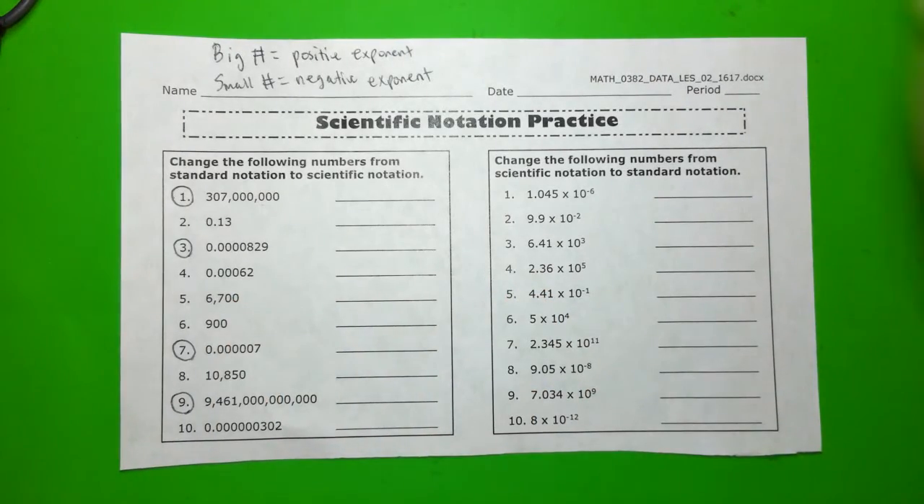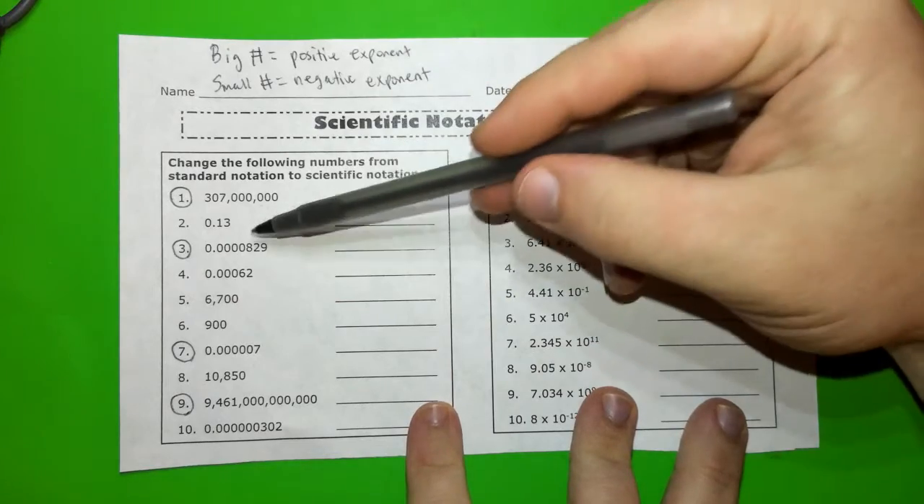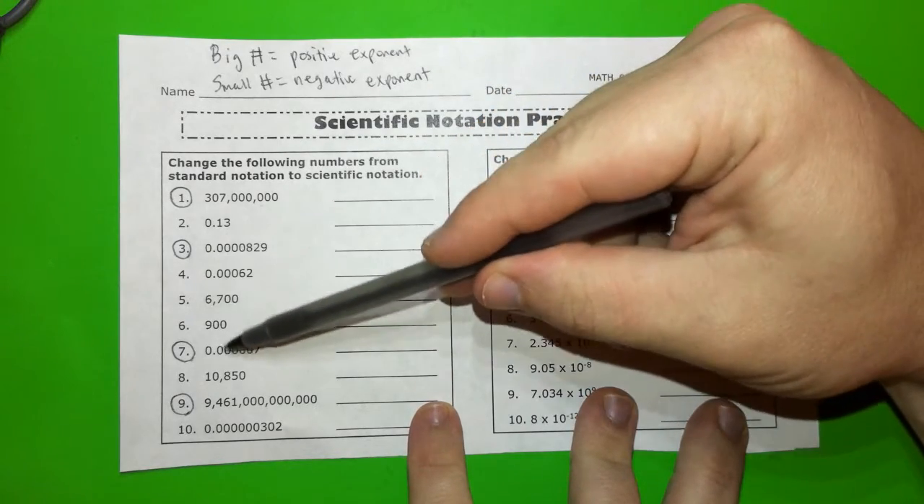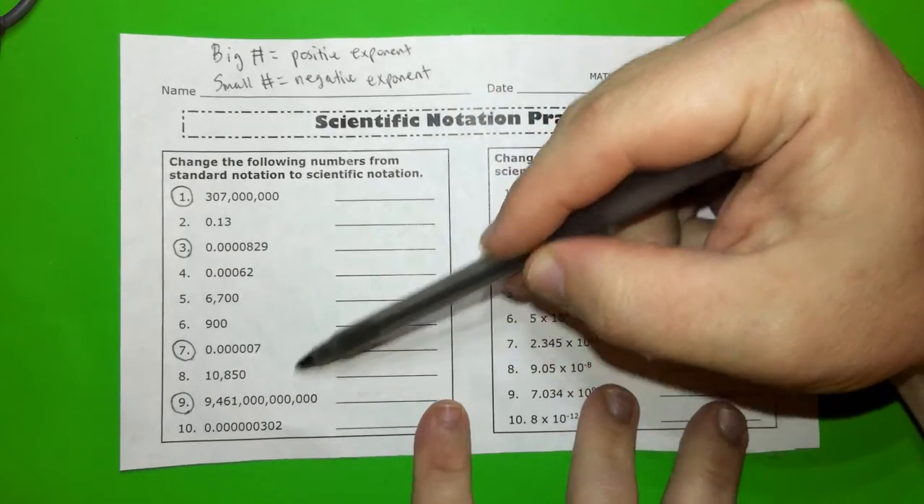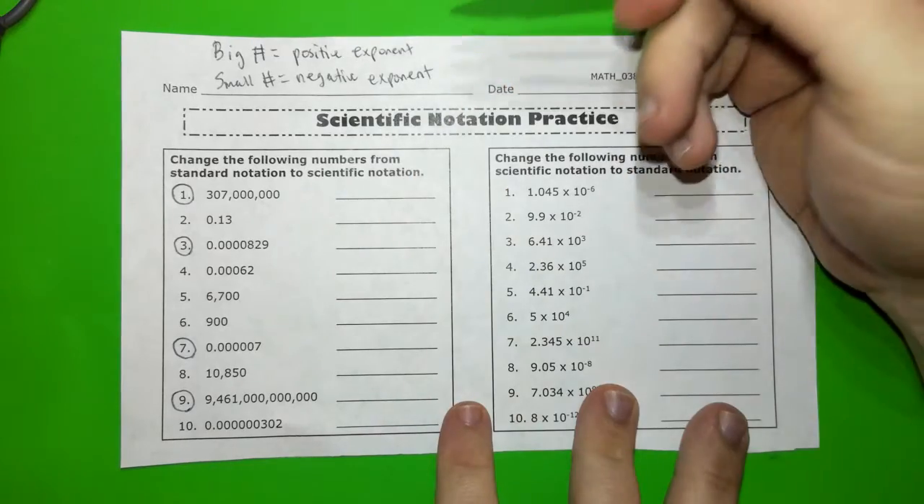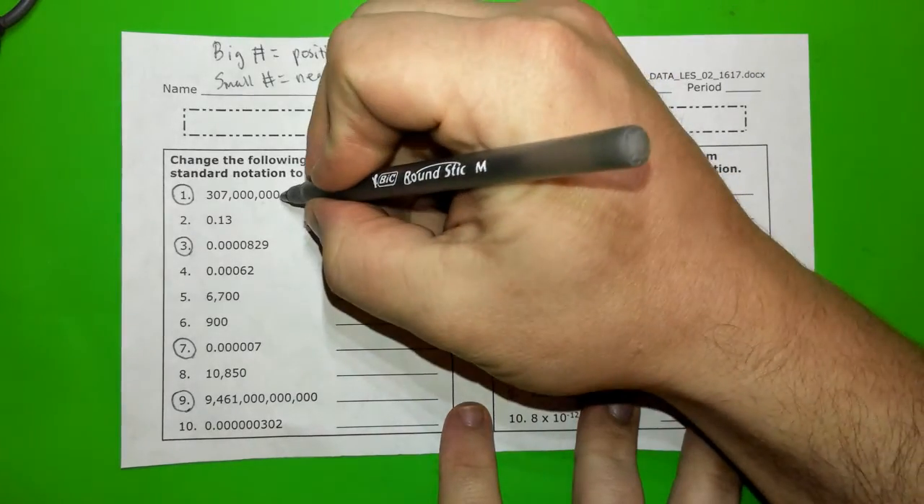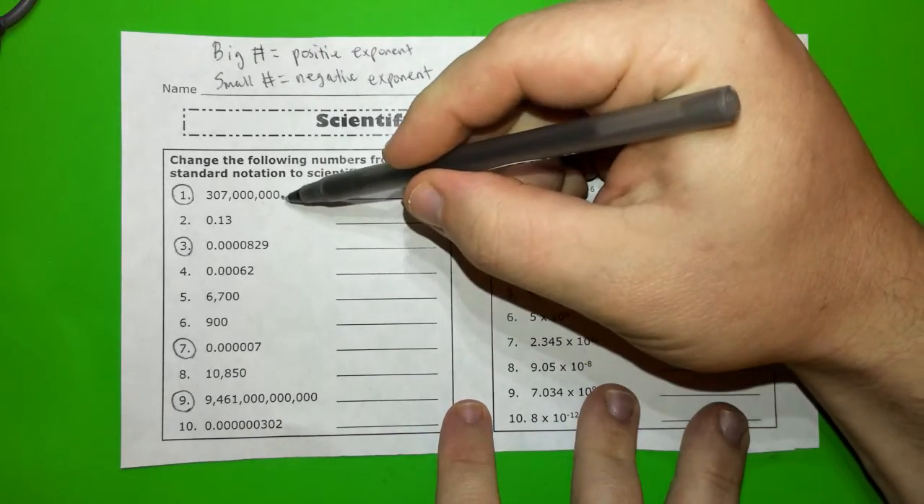Okay, and so the first thing I want to do, we'll start with number 1, is find my decimal place. Now, with really small numbers, you can already see that we have our decimal place. But with really big numbers, there's not a decimal place there, and so you have to put your decimal place there. And for really big numbers, it's very easy. The decimal place is always at the end of the number. Okay, and so I've identified my decimal point.